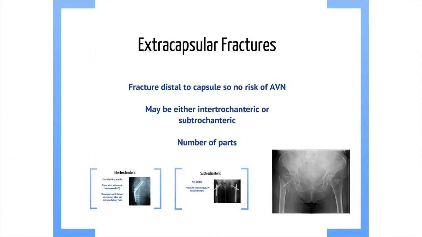Okay, so let's now move on to extracapsular fractures. As we described before, in an extracapsular fracture, the fracture is distal to the capsule, so there is no risk of avascular necrosis. Extracapsular fractures may be either intertrochanteric or subtrochanteric, and they're also often divided by the number of fracture parts that result.